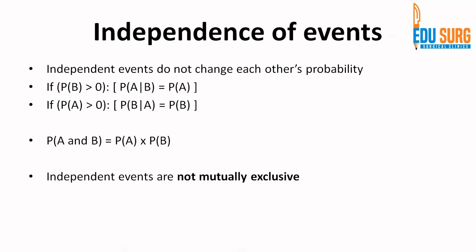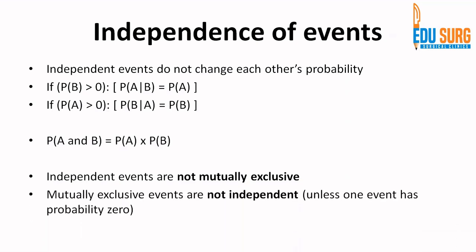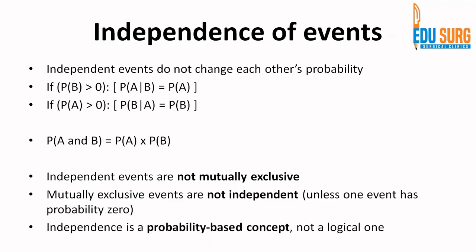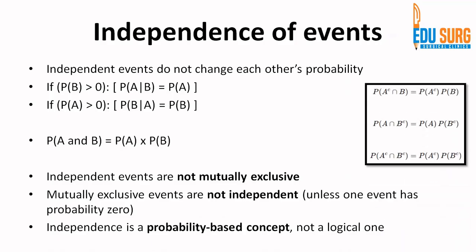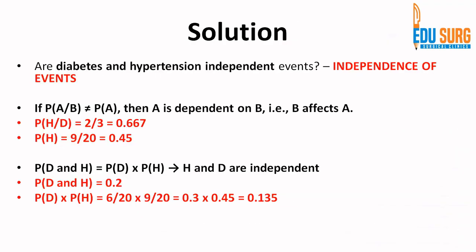We will see in our example how to solve this problem using any one of these formulas. Independent events are not mutually exclusive. We have already seen this. Mutually exclusive events are not independent, provided that the probabilities are not zero. So a null event can be independent as well as mutually exclusive. But for all probabilities greater than zero, mutually exclusive events are not independent. And this independence is not a logical concept, it is a probability-based concept. So these are some of the formulas that are asked, and all of them mean that the events are independent.